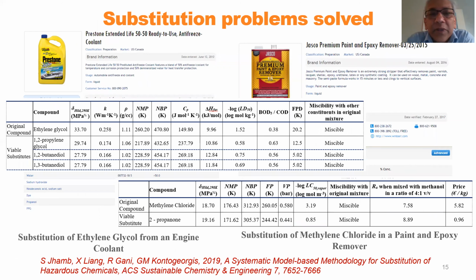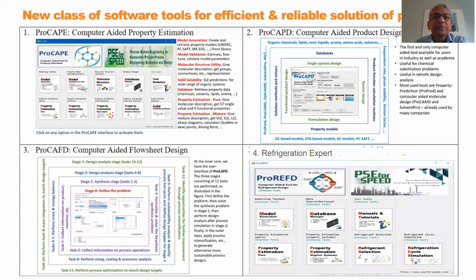Other problems have been solved, and I will not go into the details because of the shortage of time, but ethylene glycol can be substituted from an engine coolant. Methylene chloride can be substituted in paint and epoxy removal. More details can be found in the cited literature.